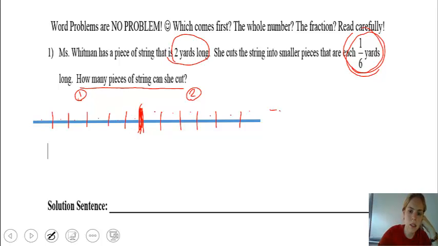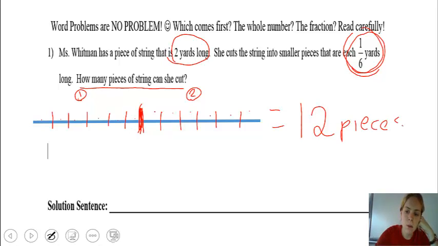Six pieces. So now she can cut 12 pieces of string. And I know you're going to go beyond Z. I'd like you to write that as your solution sentence. It's super great that we were able to create models, but now we actually need to write it as a division problem. So what do we start with?